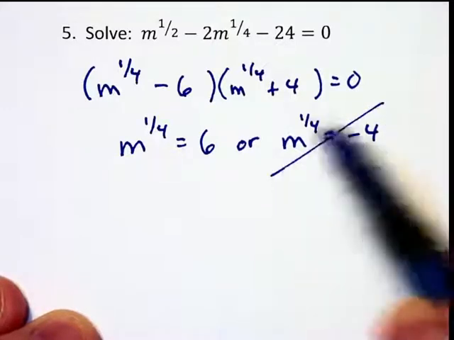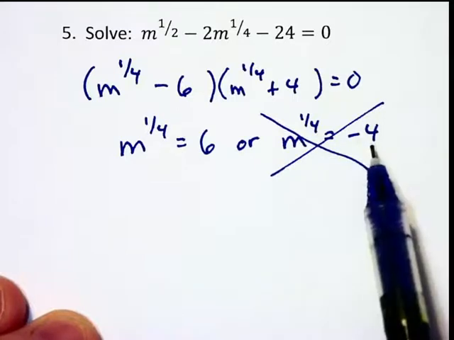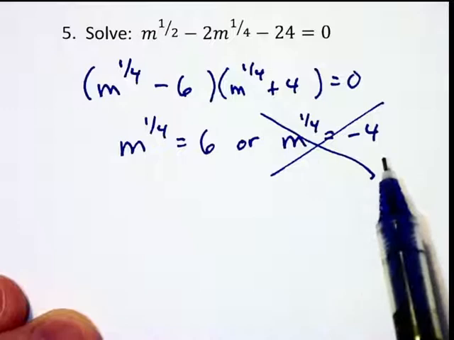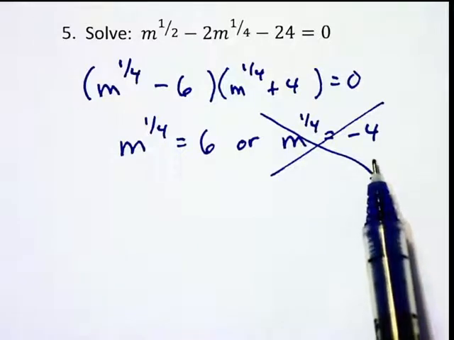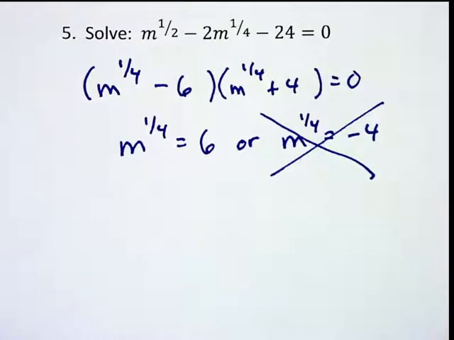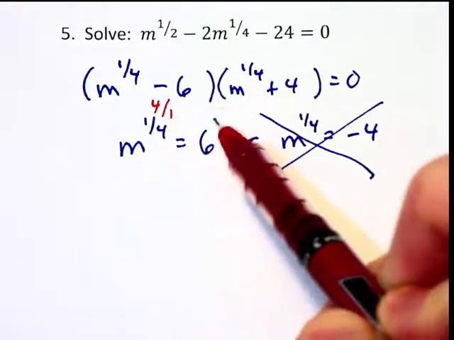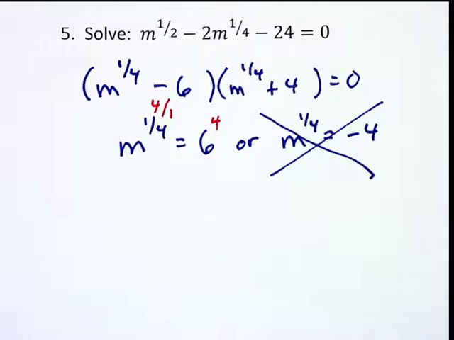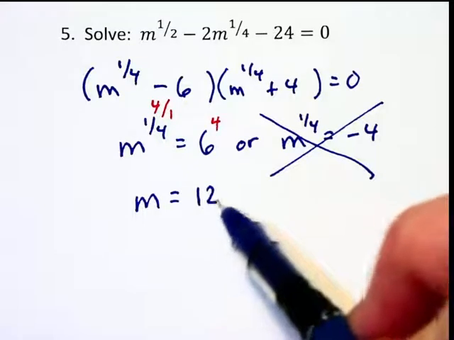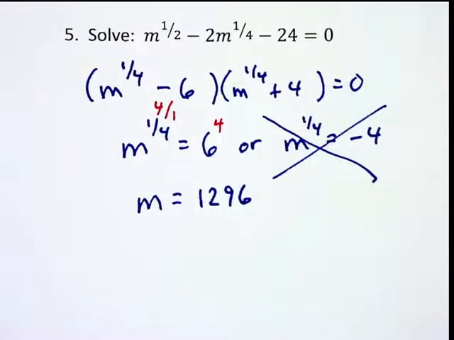This is the one on the right that we have to cross off because we have a fourth root equals a negative. If we were to raise both sides to the fourth power and get 256 there, we would find out that that value would not check when we substituted it back into the problem. So I'm going to raise each side to the fourth power, which is the reciprocal power, and that is going to give us m is equal to 1296, which is the solution to this problem.